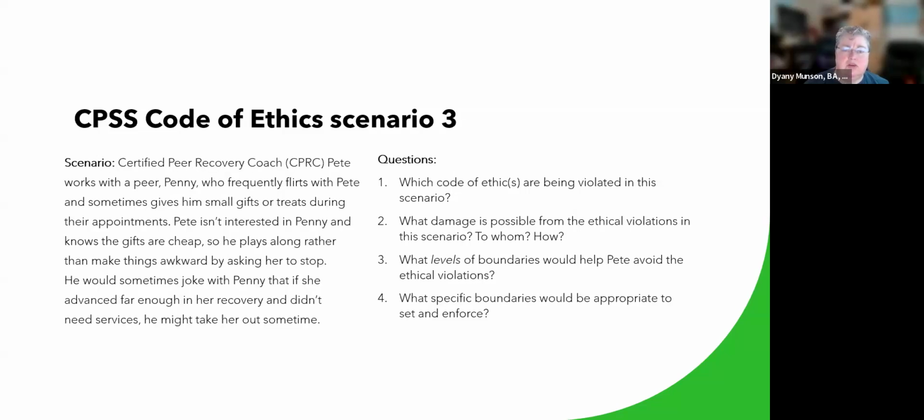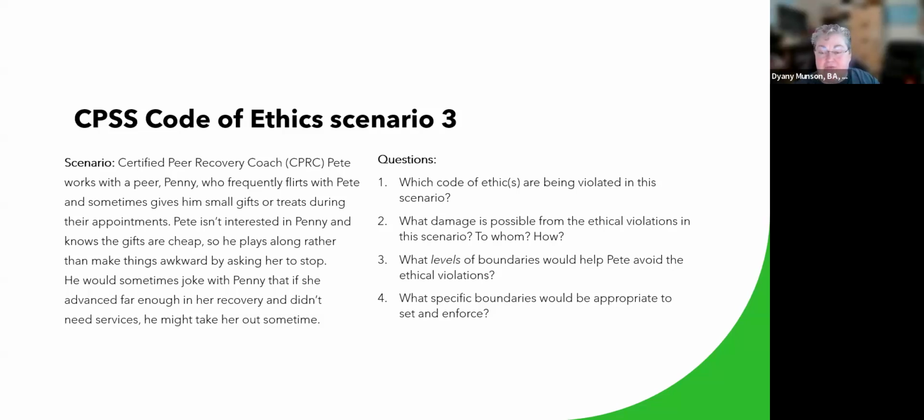So, scenario number 3, and I'm just putting the questions up from the get-go on this one. Certified peer recovery coach Pete works with a peer named Penny who frequently flirts with Pete and sometimes gives him small gifts or treats during their appointments. Pete isn't interested in Penny and knows the gifts are cheap, so he plays along rather than make things awkward by asking her to stop. He would sometimes even joke with Penny that if she advanced far enough in her recovery and didn't need services, he might take her out sometime. What? I see the eyebrows going.